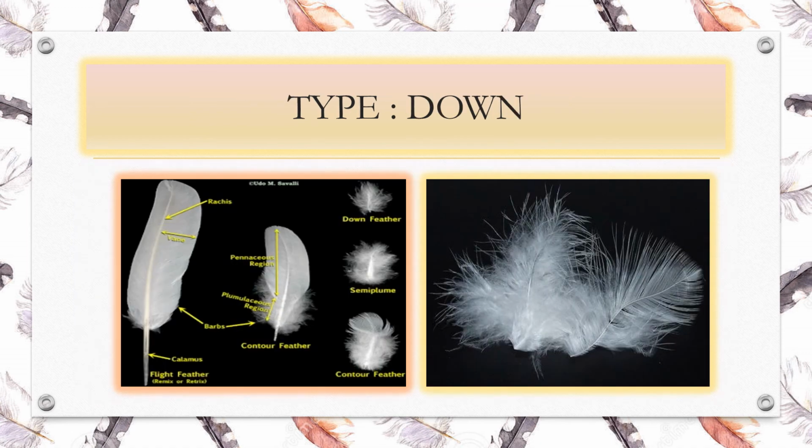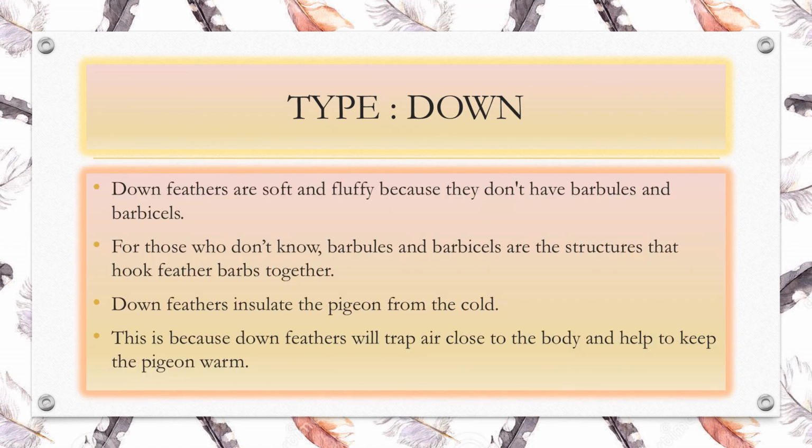Down. Okay, this is how a down feather looks. Down feathers are soft and fluffy because they don't have barbules and barbicels. For those who don't know, barbules and barbicels are the structures that hook feather barbs together. Down feathers insulate the pigeon from the cold. This is because down feathers trap air close to the body and help to keep the pigeon warm.